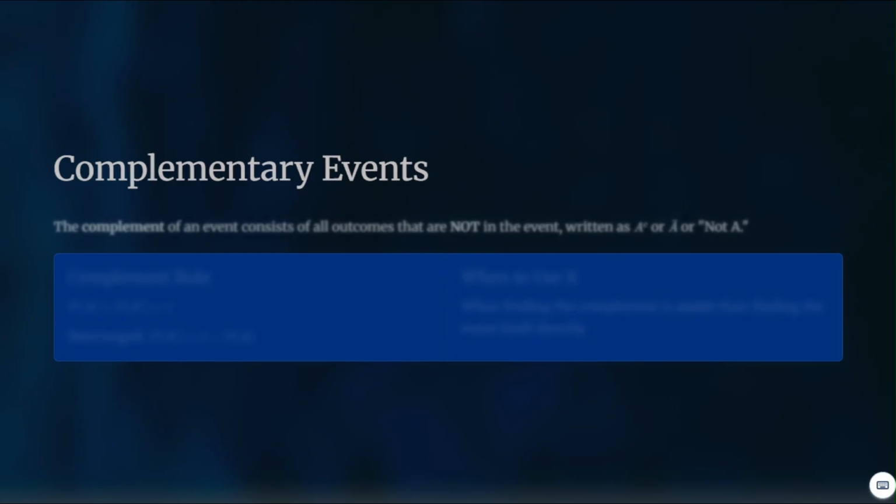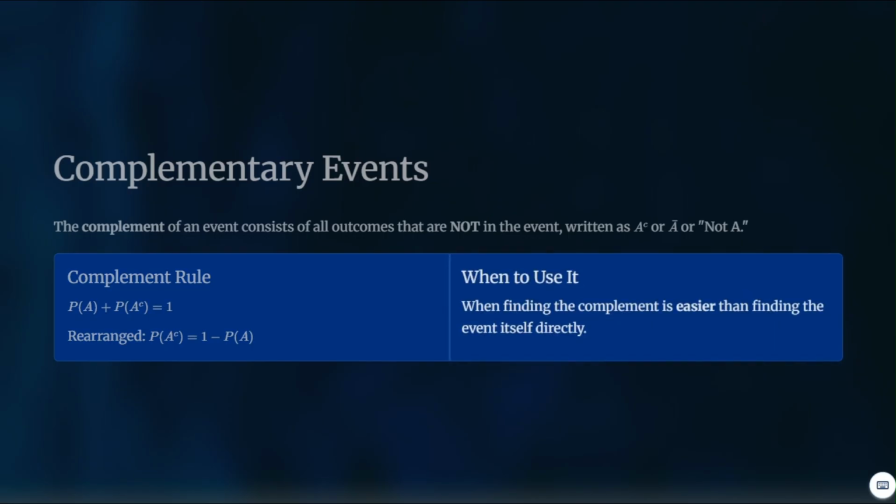Now, the complement of an event consists of all outcomes that are not in the event. Sometimes it's written as A subscript C, or A bar, or not A. So here's the complement rule. Since we know that the sum of all probabilities must be 1 in a probability distribution, the probability of A plus the probability of the complement of A will be equal to 1. You can rewrite this as the probability of the complement of A equals 1 minus the probability of A. Use the complement rule when finding the complement is easier than finding the event itself directly.